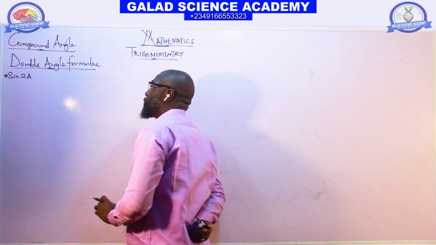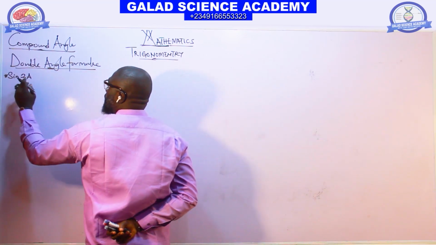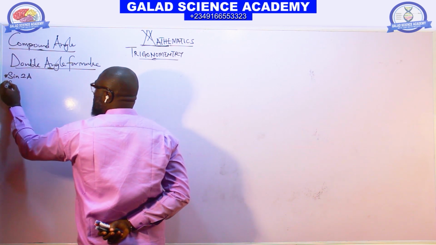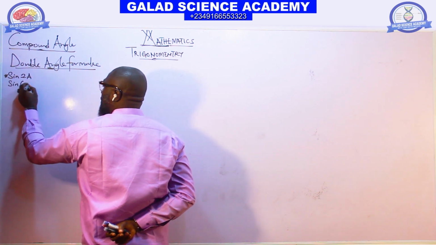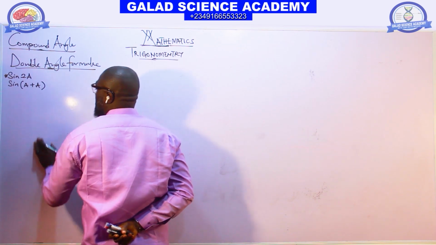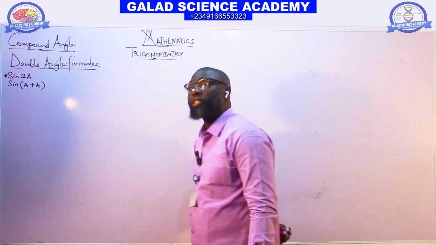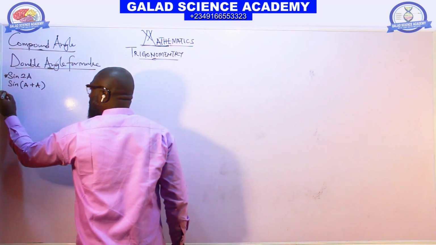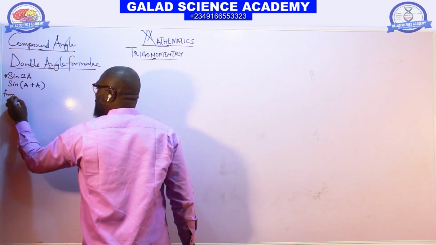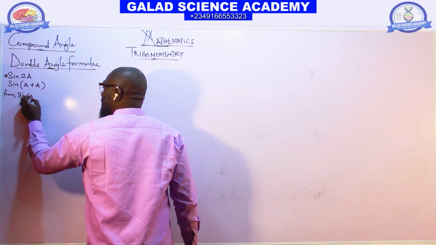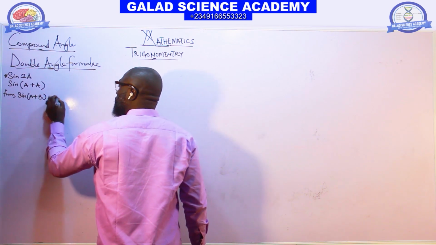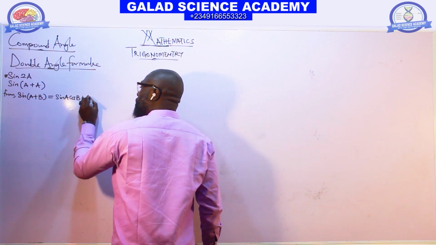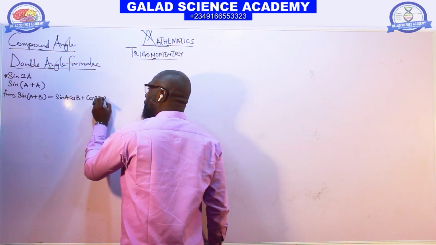To solve this sine 2A, do you agree that sine 2A we can express in this form, sine A plus A? If you agree that this sine 2A is the same as sine A plus A, you can now say, from the addition formula, where sine A plus B equals sine A cos B plus cos A sine B.